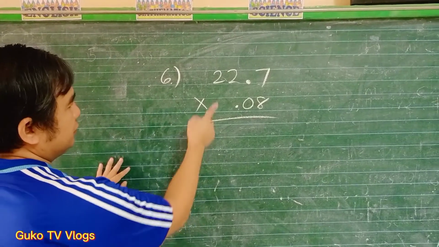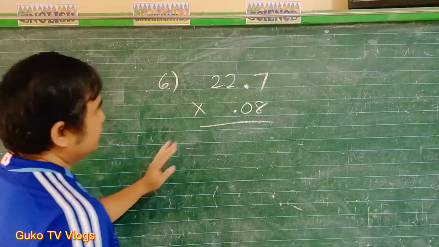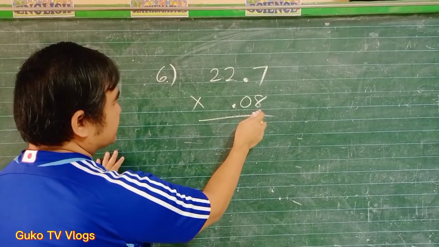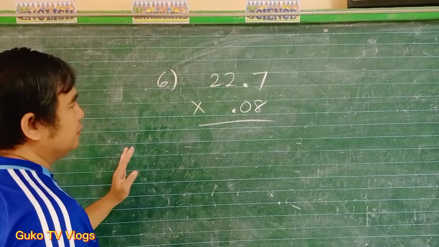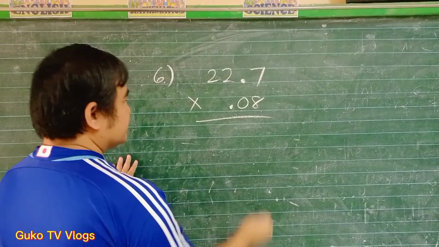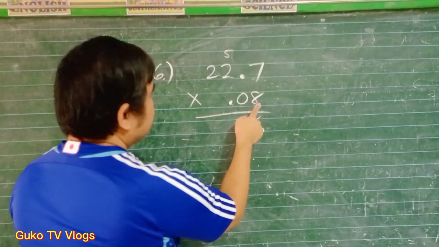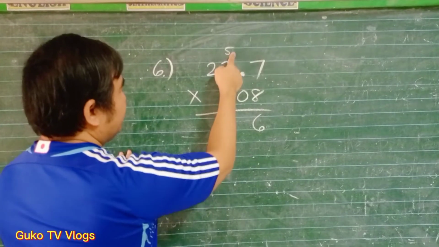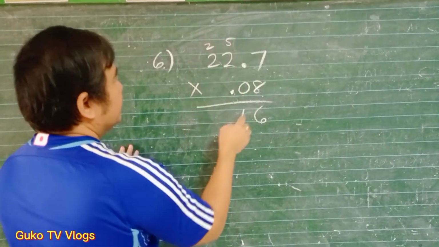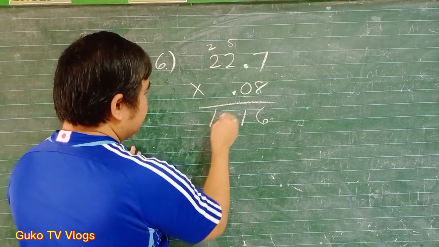Okay, example number 6. We have here 22 and 7/10 or 22.7 times 0.08 or 8/100. So let's try to multiply. 8 times 7, that is 56. So 6 carry 5. Then 8 times 2 is 16 plus 5, that is 21. So 1 carry 2. Then 8 times 2 is 16 plus 2, that is 18.